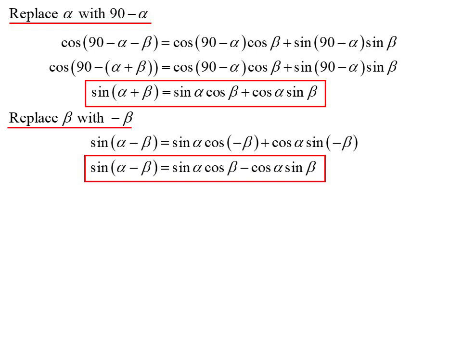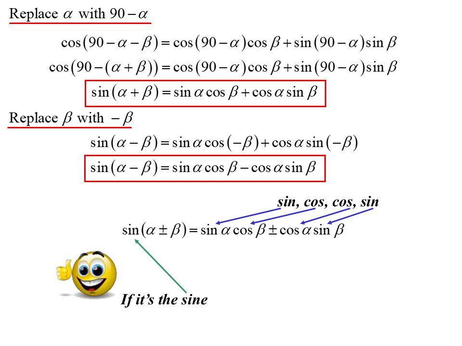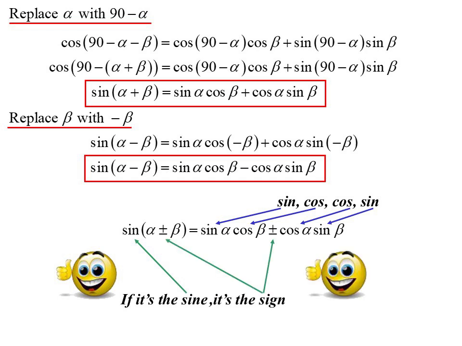Again, they're very similar. So that pattern goes sine, cos, cos, sine. But if it's the sine, it's the sine. We don't change the sign this time. Cos, cos, sine, sine. If it's not the sine, it's not the sine. And sine, cos, cos, sine. If it's the sine, it's the sine.